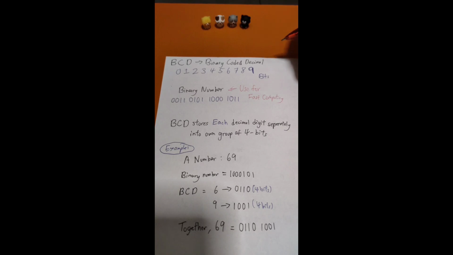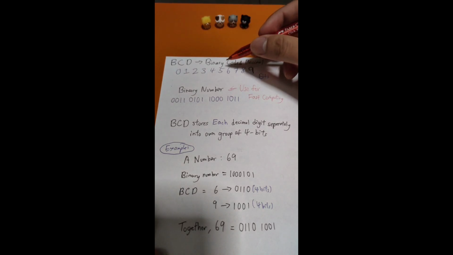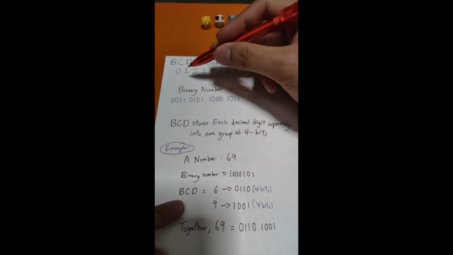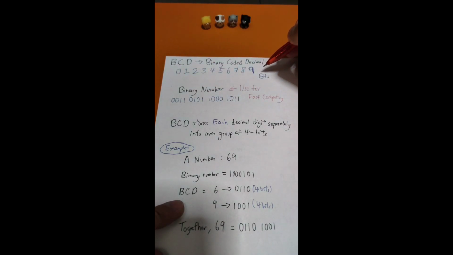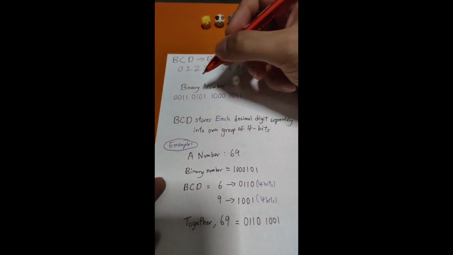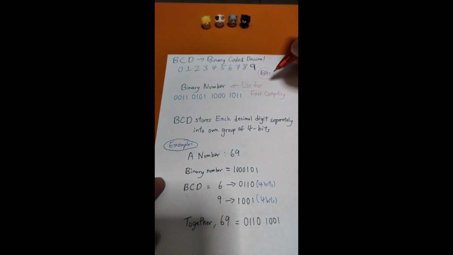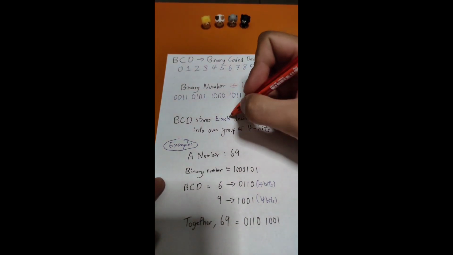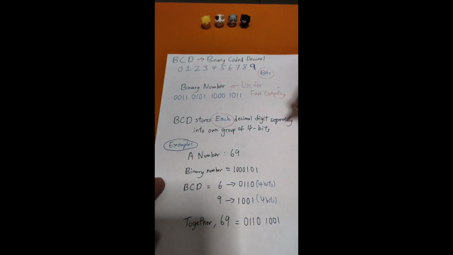What is BCD? BCD is known as binary coded decimal, which is a way to represent decimal numbers 0 to 9 in binary digits, which are known as bits. So instead of converting a whole number into a binary number, which is used for fast computing, BCD stores each decimal digit separately into a group of 4 bits.